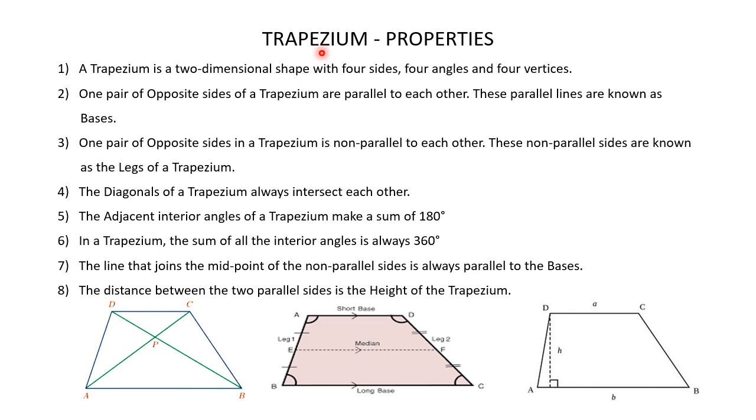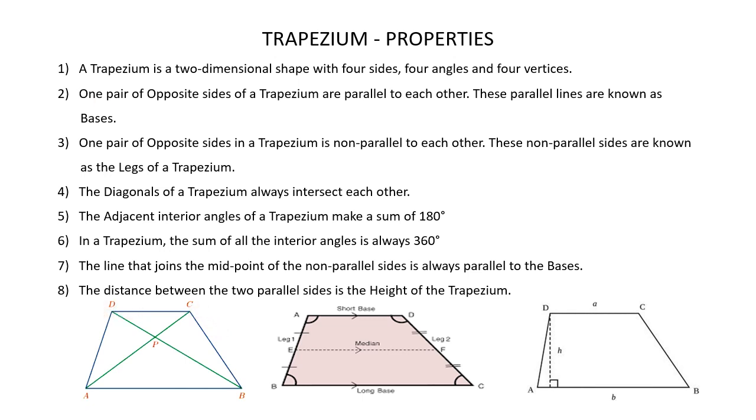Let's now look at the properties of a trapezium. A trapezium is a two-dimensional shape with four sides, four angles and four vertices. Now look at this trapezium ABCD. This trapezium has four sides AB, BC, CD and DA. It has four angles, angle A, angle B, angle C and angle D. And this trapezium has four vertices A, B, C and D.